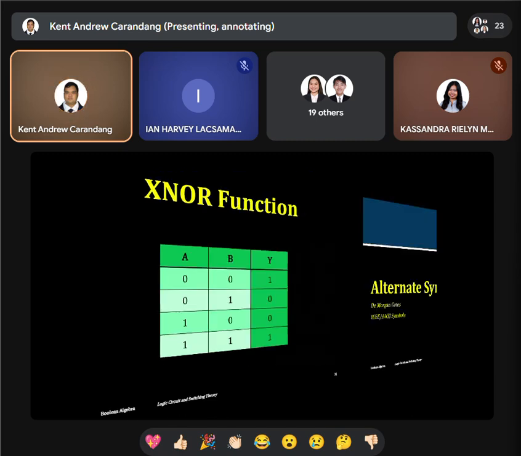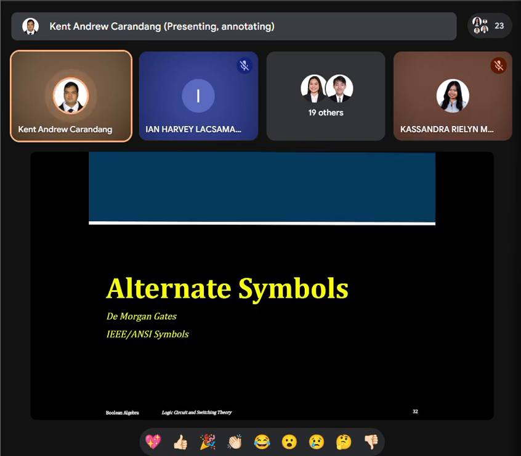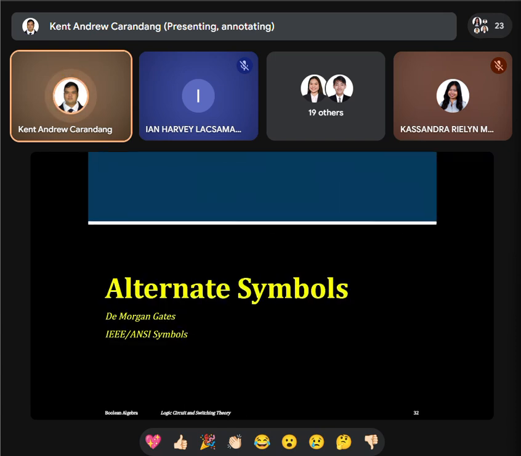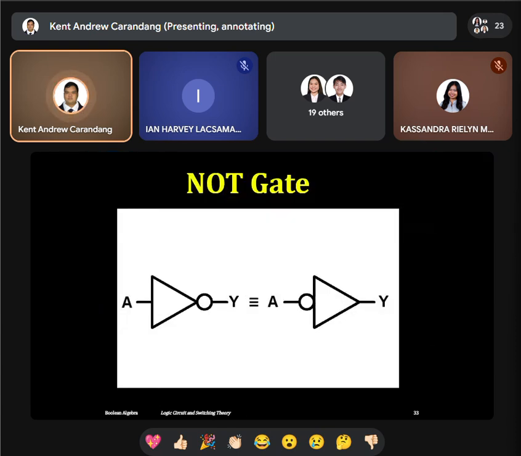So next, alternate symbols. This is the alternative symbol for the NOT gate. I will just flash it. I don't need to explain it since it is just an illustration. So, no explanation needed.